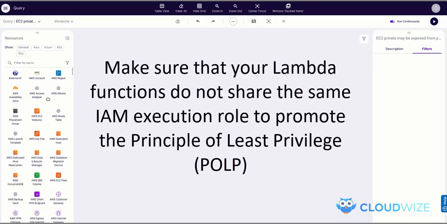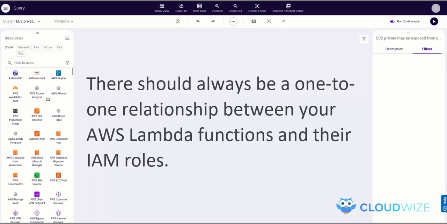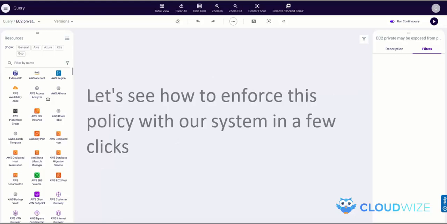Make sure that your Lambda functions do not share the same IAM execution role, to promote the principle of least privilege by providing each function the minimal amount of access required to perform its tasks. There should always be a one-to-one relationship between your AWS Lambda functions and their IAM roles. Let's see how to enforce this policy with our system in a few clicks.